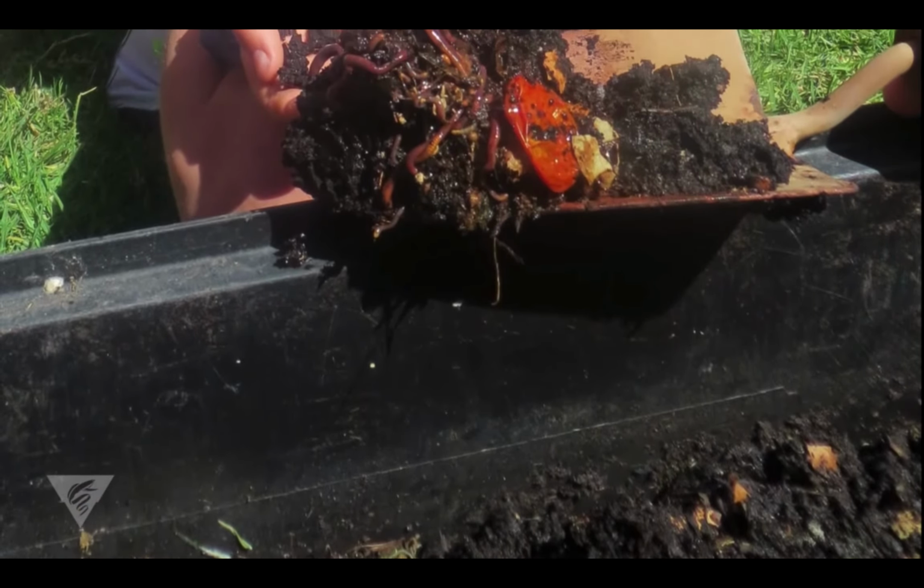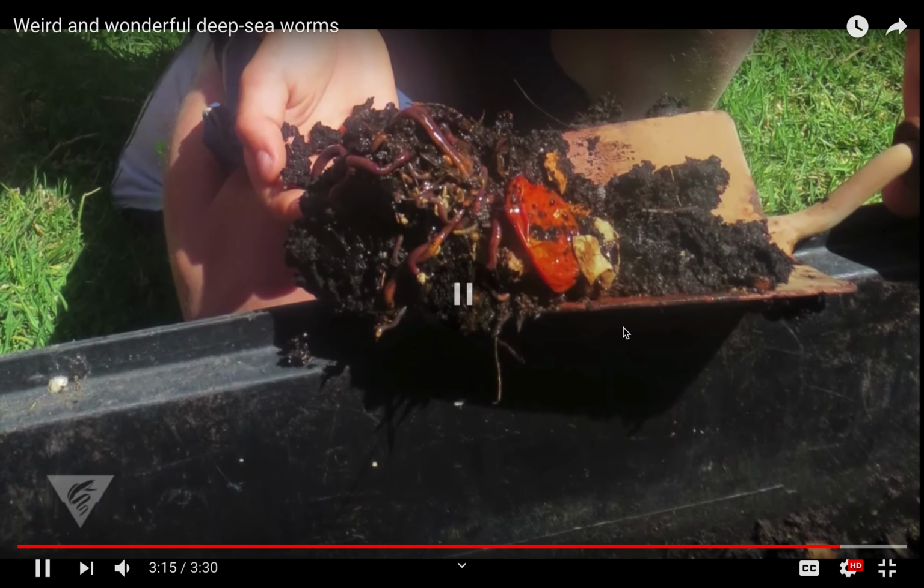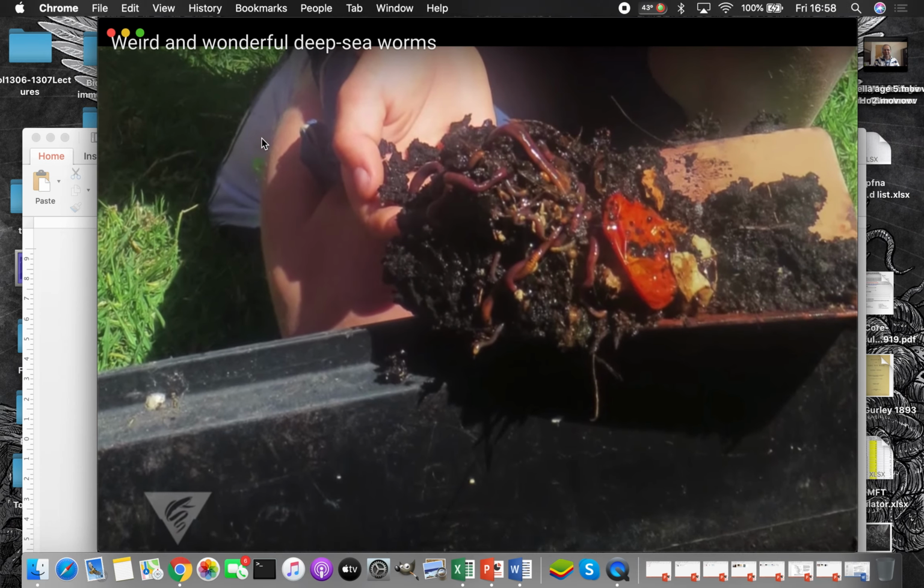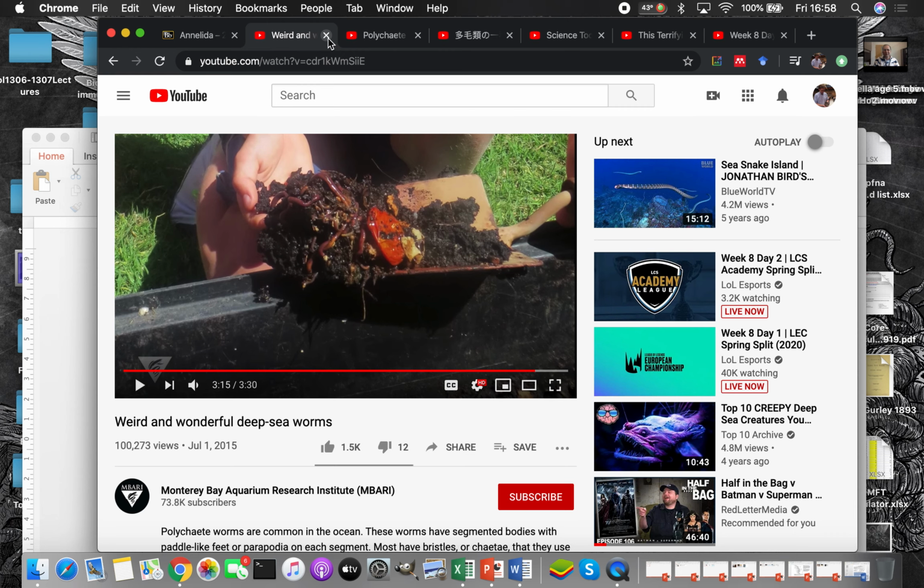The next time you're digging around in your garden and come across earthworms, send them to the Monterey Bay Aquarium. Yeah. All right. Care of the nice lady.